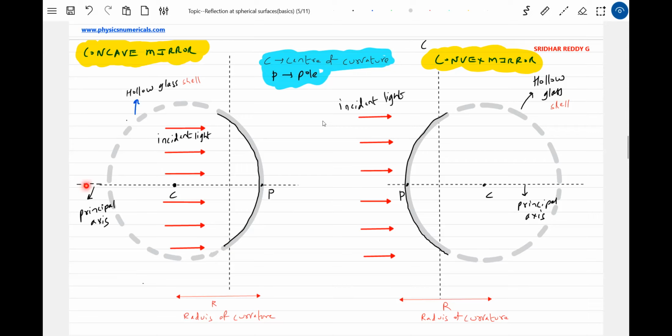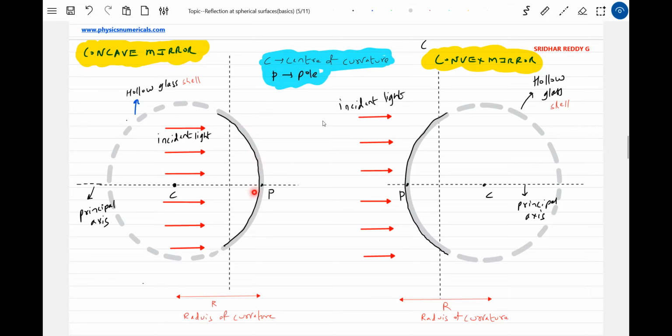Then what is the principal axis? The line joining the center of curvature to the pole. What is the center of curvature? I think this will become the radius of curvature. The distance from the pole to the center of curvature is called the radius of curvature, capital R. And this will be the incident light.